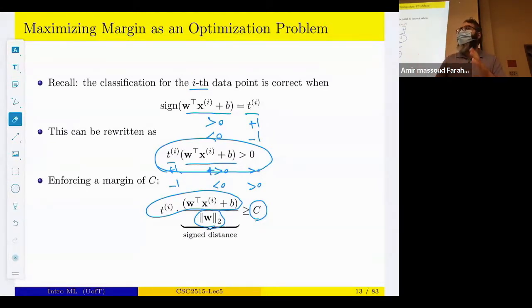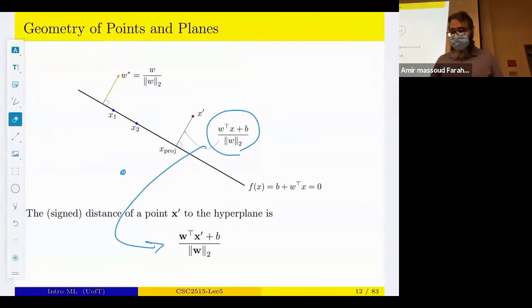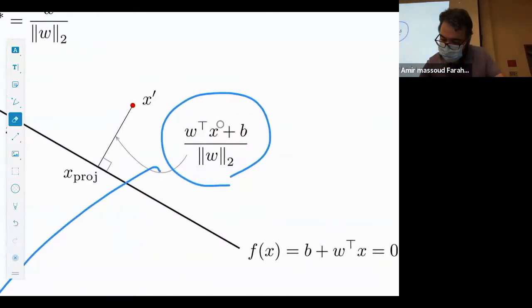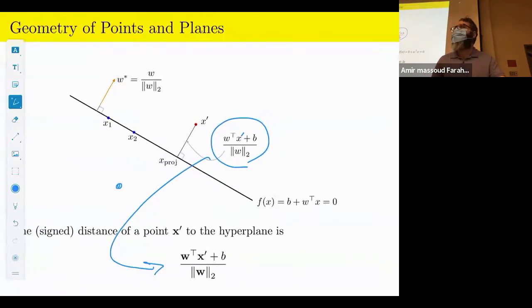Yes? The expression W transpose X over the norm of W, is it the distance between the point and the plane? Yes, you said it was. Right, maybe I didn't hear you. There is a prime here. Okay, good. Thank you.